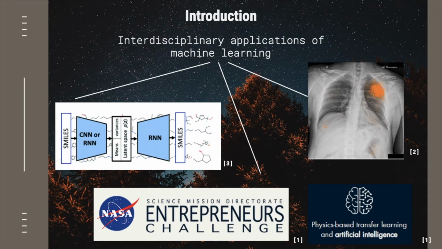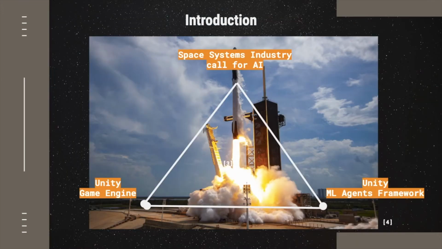This project grew inspiration from the 2020 Summer NASA Science Mission Directorate Entrepreneurs Challenge, where NASA requested physics-based transfer learning artificial intelligence applications in the space industry. The interdisciplinary application being explored in this project intertwines the fields of space systems, video game design technology, and of course, machine learning. Through the Unity game design engine and Unity ML Agents framework, I will be exploring how to simulate space and the usefulness of such a simulation in the real world.